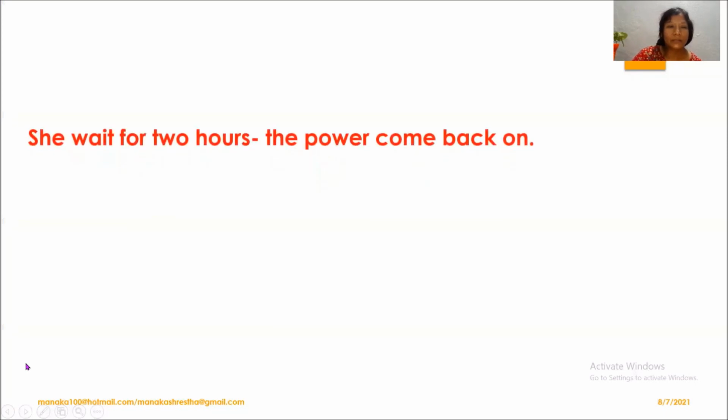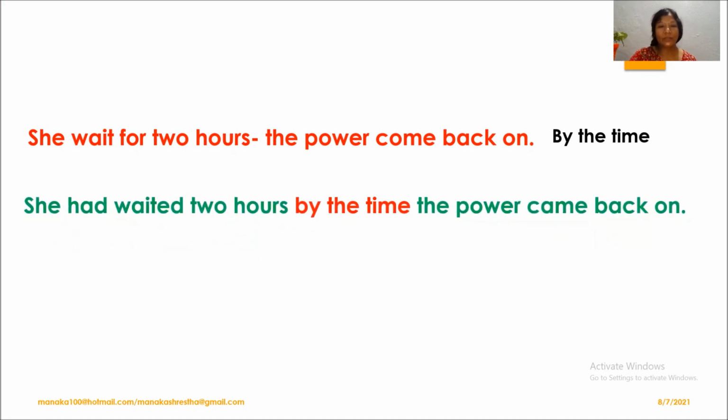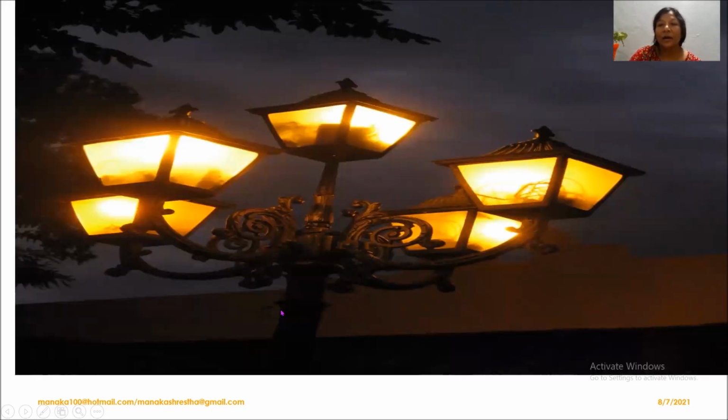And she wait for 2 hours, the power come back on. So how to form a sentence using past perfect? Yes, she had waited 2 hours by the time the power came back on. By using by the time, we can say she had waited 2 hours by the time the power came back on. She had plus PP form and by the time with the simple past. This is the rule.